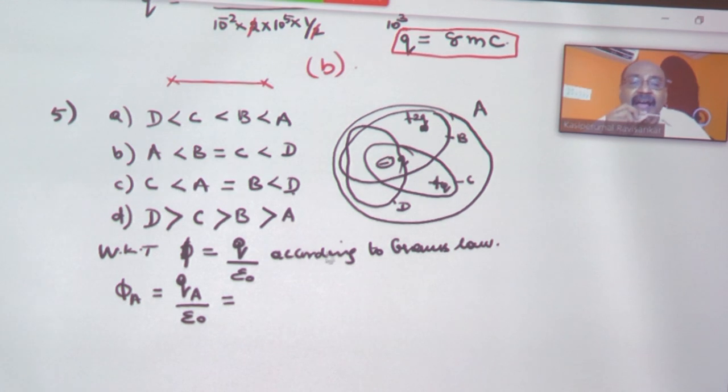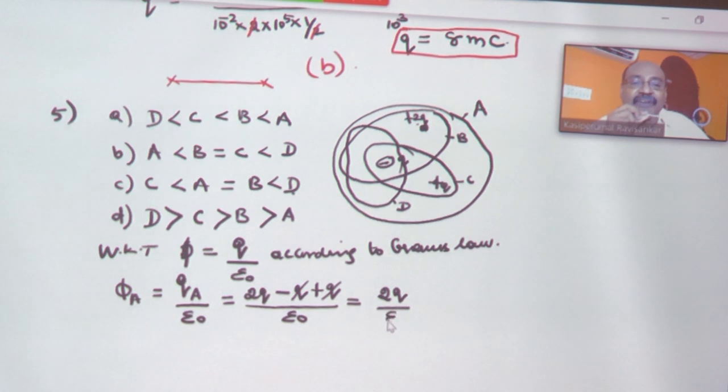According to Gauss law, the surface A encloses this plus 2q, this minus q and this plus q. So the total charge is the algebraic sum: plus 2q minus q plus q, divided by epsilon 0. What will be the answer? This minus q and this plus q will get cancelled. So the flux of A is 2q divided by epsilon 0.